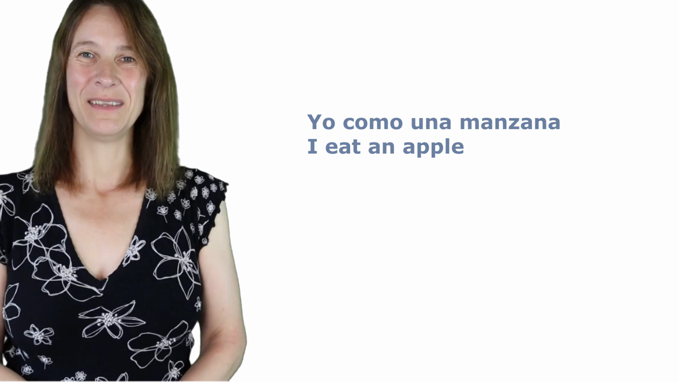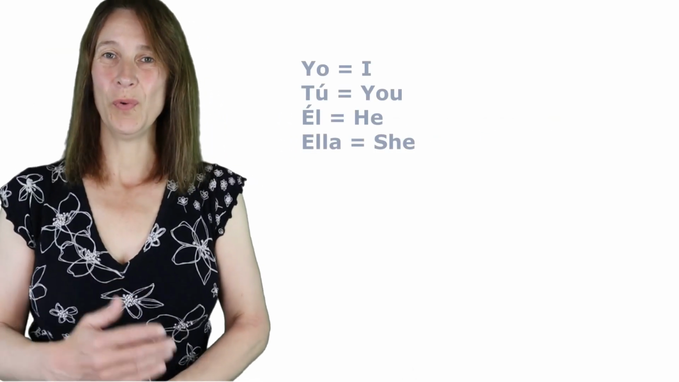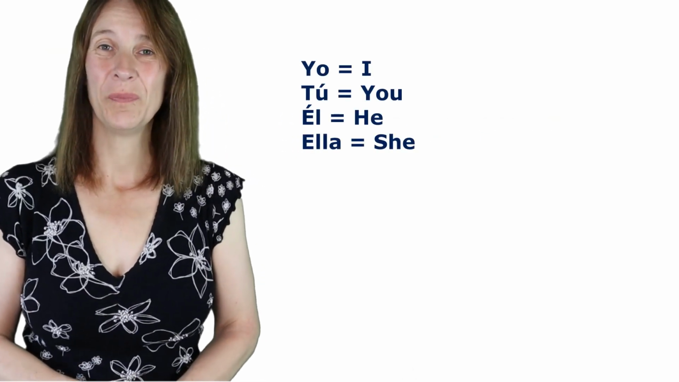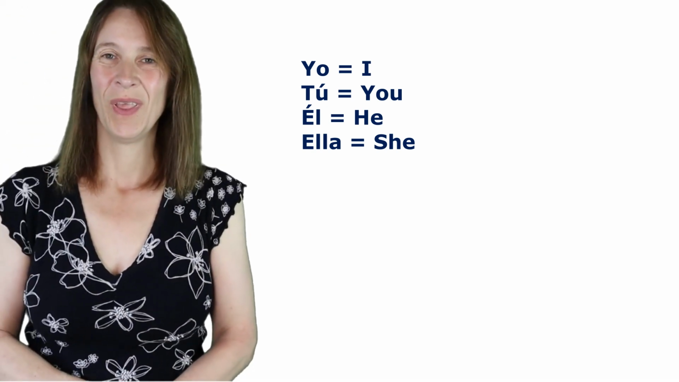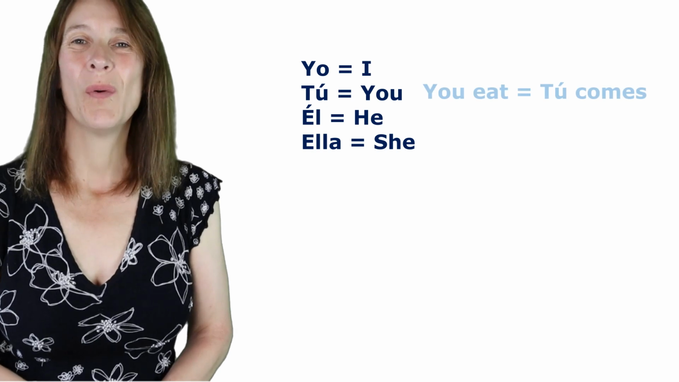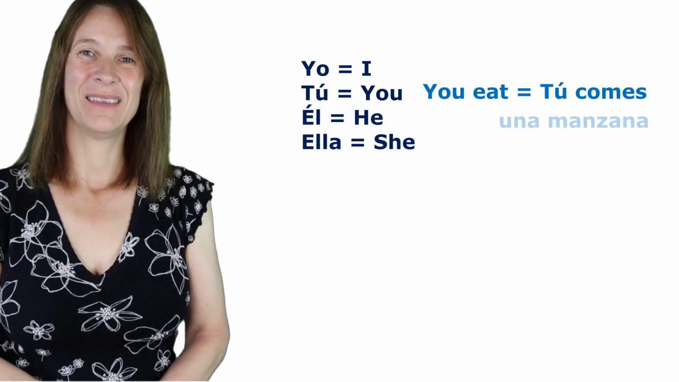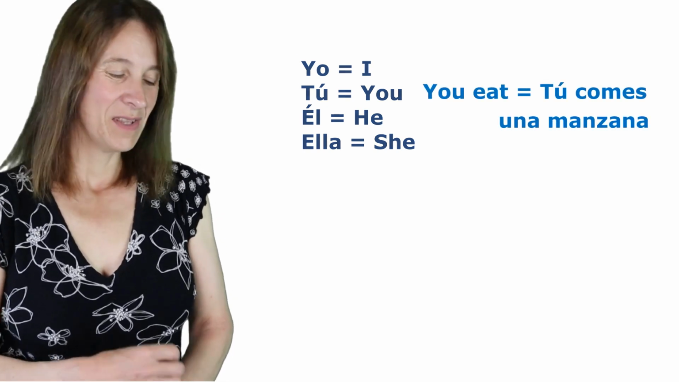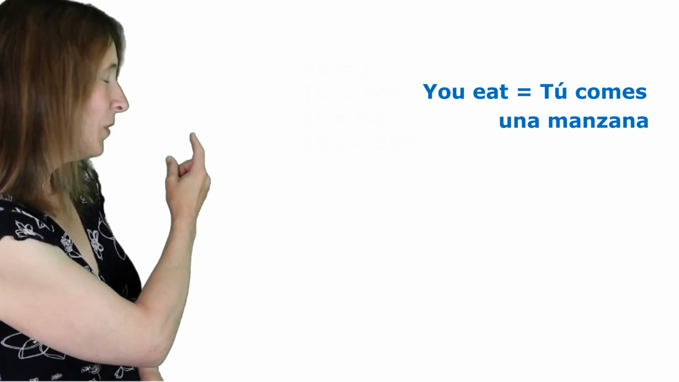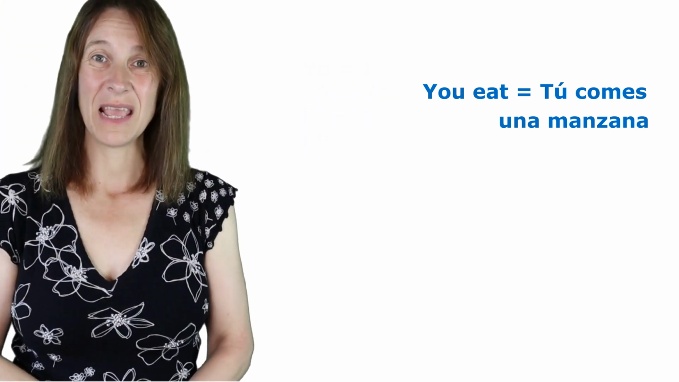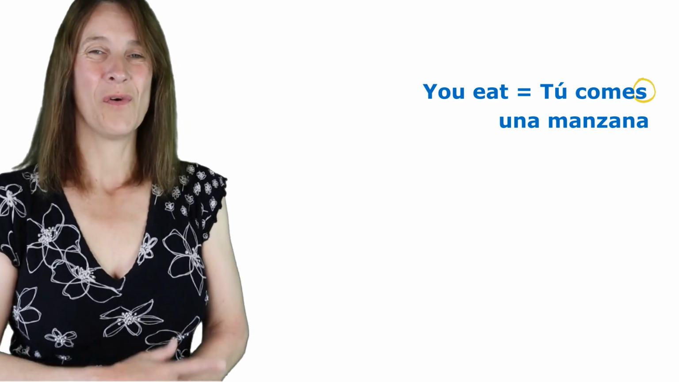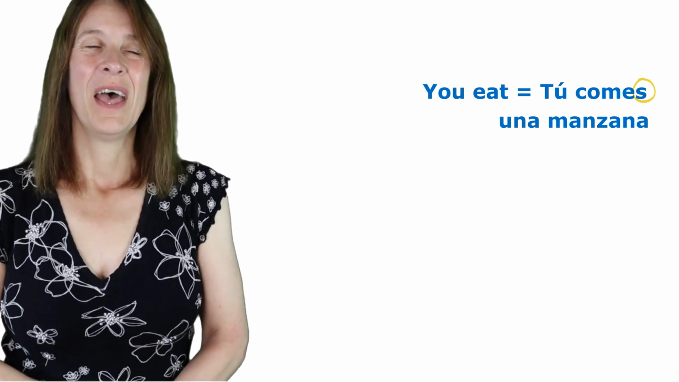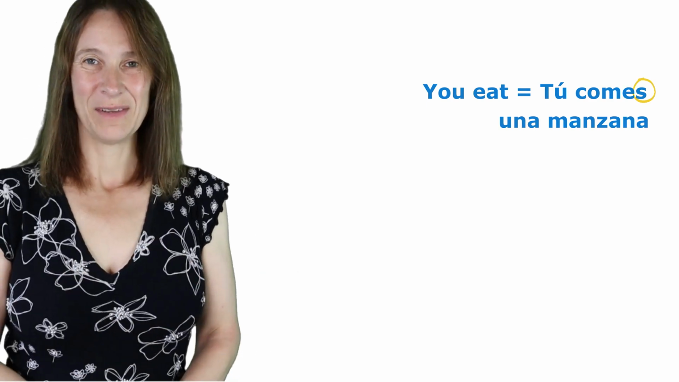A simple sentence. You could also have tú, which means you. Notice it's got an accent on it. Tú. Tú comes una manzana. So now we have tú, and you'll notice it's got an S on the end, and that's normal in español for tú form verbs, tú means you, to have that S on the end.